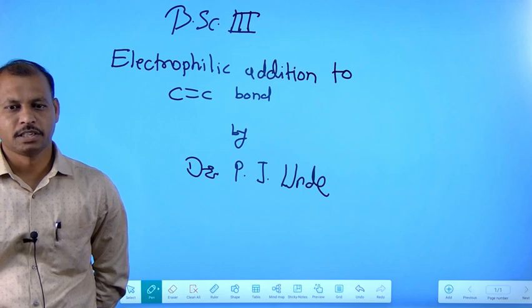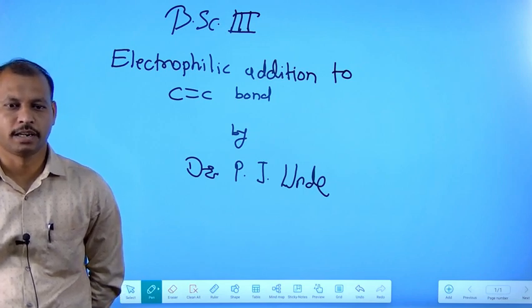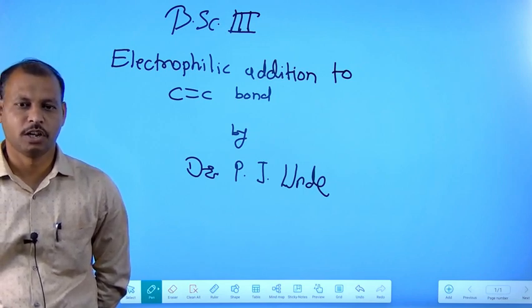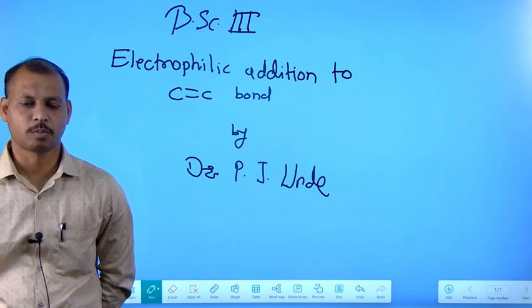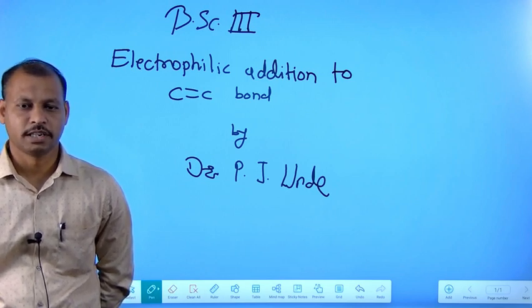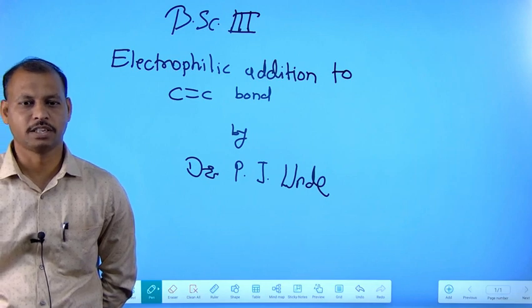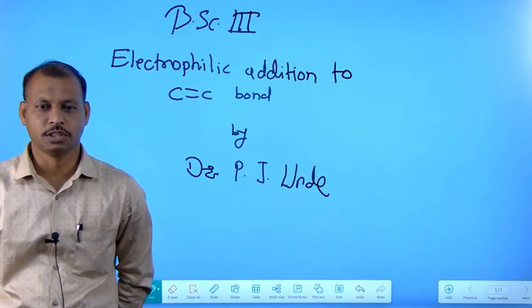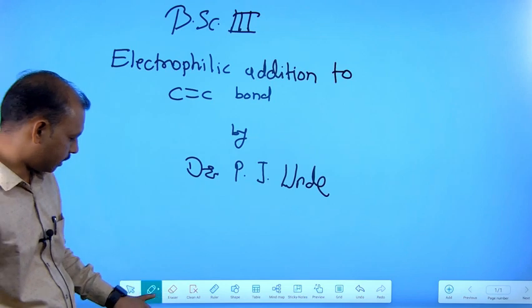In an electrophilic addition reaction, why is it called electrophilic addition? Because first the electrophile is added across the carbon-carbon double bond. Therefore, such reactions are called electrophilic addition reactions. Here we want to see some examples for that.